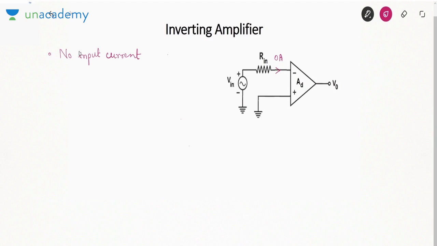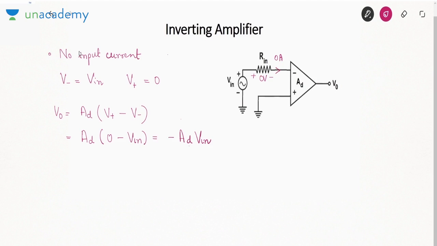If input current is 0, there is no voltage drop across Rn. If there is no voltage drop across Rn, the voltage of the negative terminal is Vin. What about the voltage of the positive terminal? It is 0. Now we know V0 is differential gain. Differential gain means the gain multiplied with the difference of the two inputs: positive terminal voltage minus negative terminal voltage. So V0 is AD into (0 minus Vin), which is minus AD into Vin.